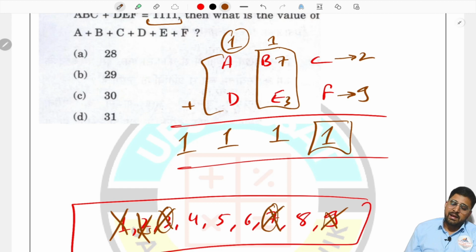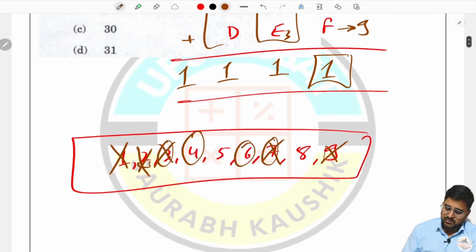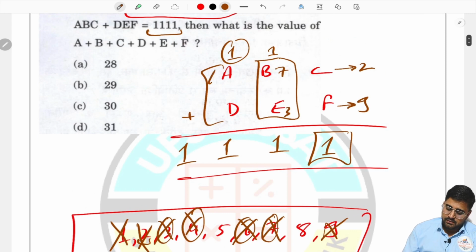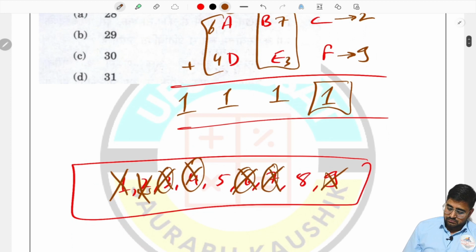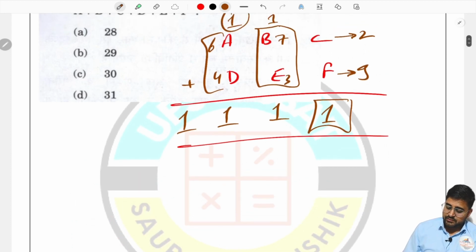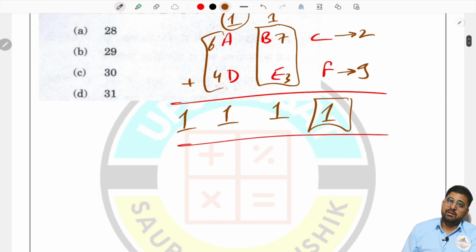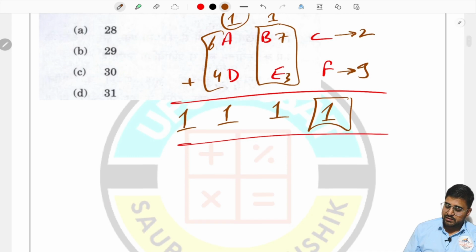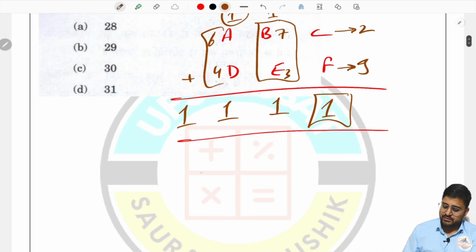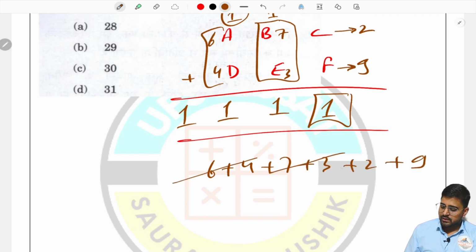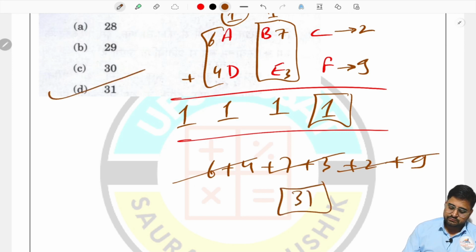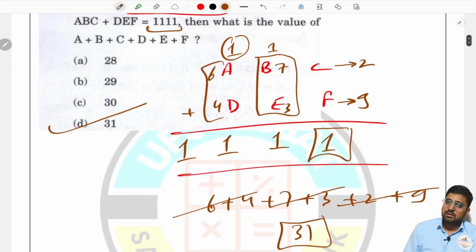Now subtract this one. Again you need to make 10. So 6 plus 4 is equal to 10. So you have the numbers. We don't know the exact numbers. D can be 6, A can be 4, whatever it is. But we have the numbers. Now add 6 plus 4 plus 7 plus 3 plus 2 plus 9. 10, 20, 31.